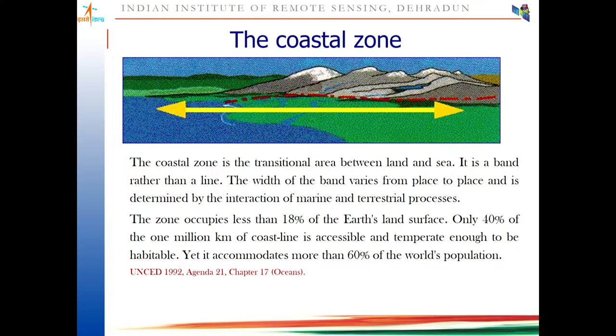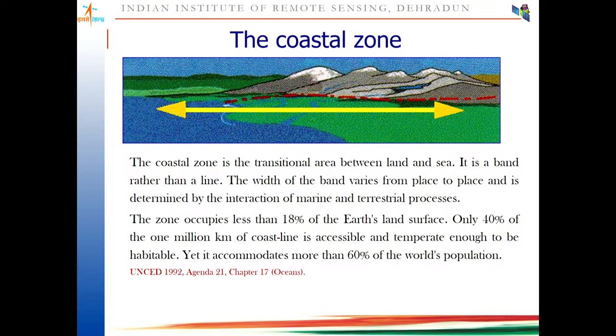stronger. If I give you an example, if the marine process is strong enough, it will push the coastal zone far deep inside the land, and vice versa. If the terrestrial processes are very strong, the coastal zone will be very narrow.